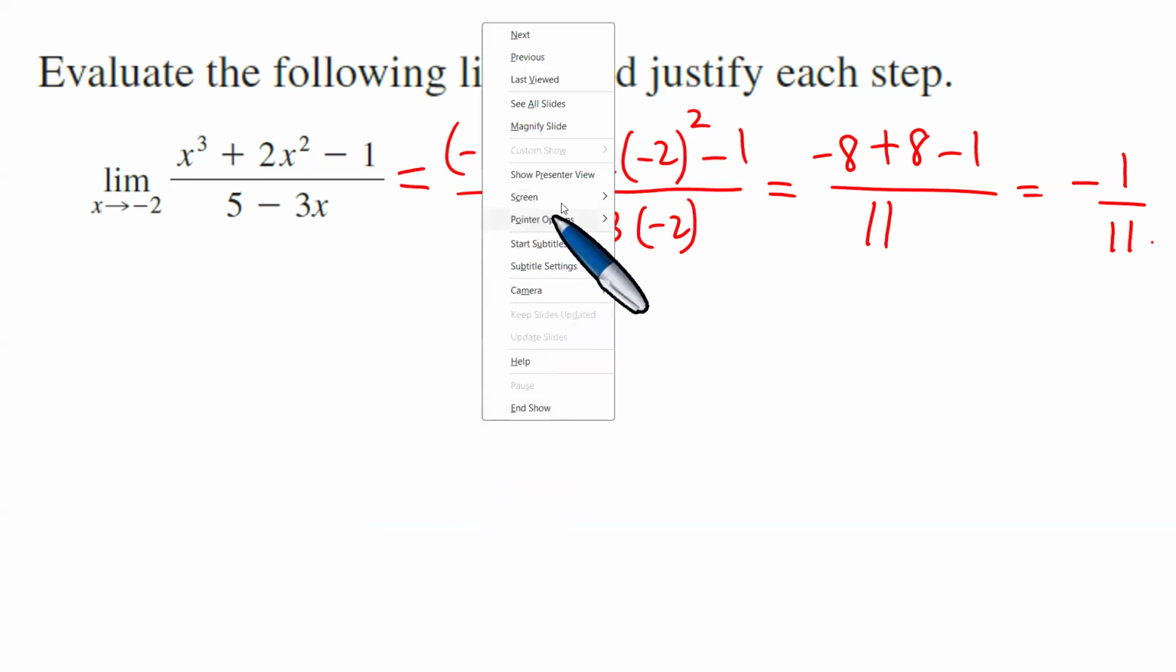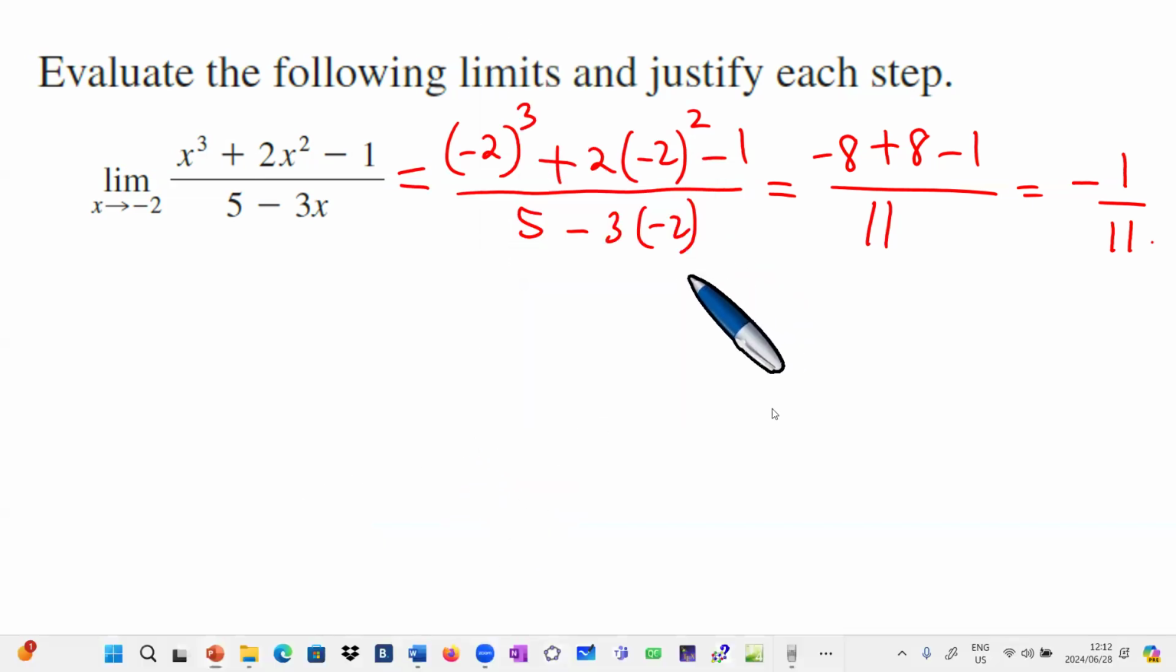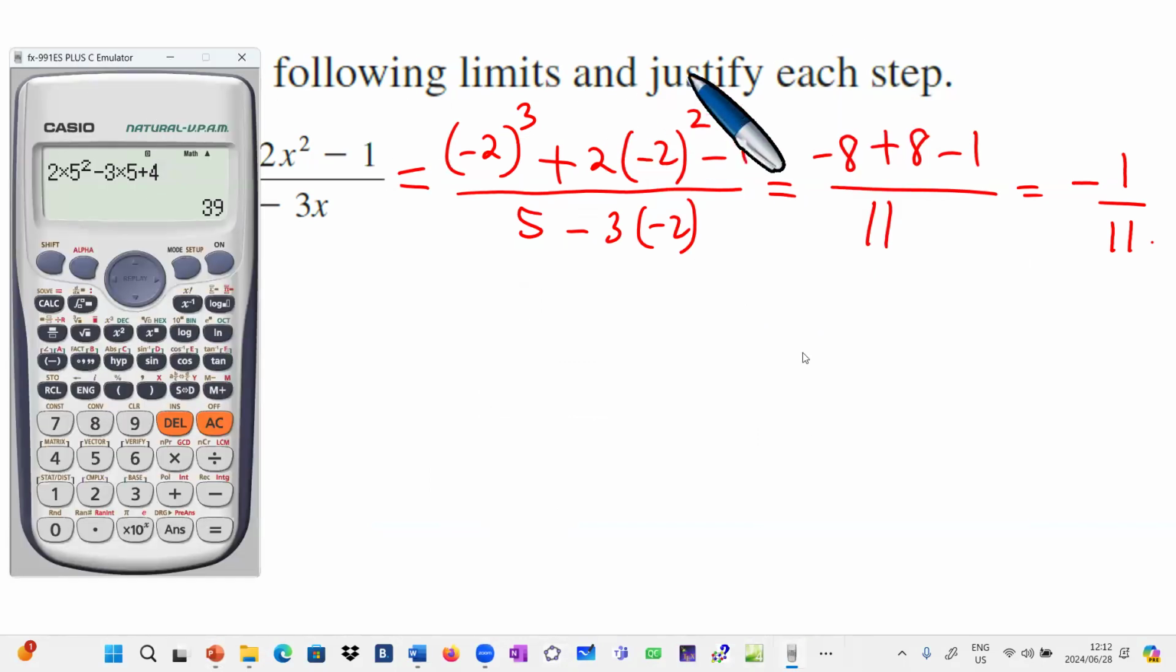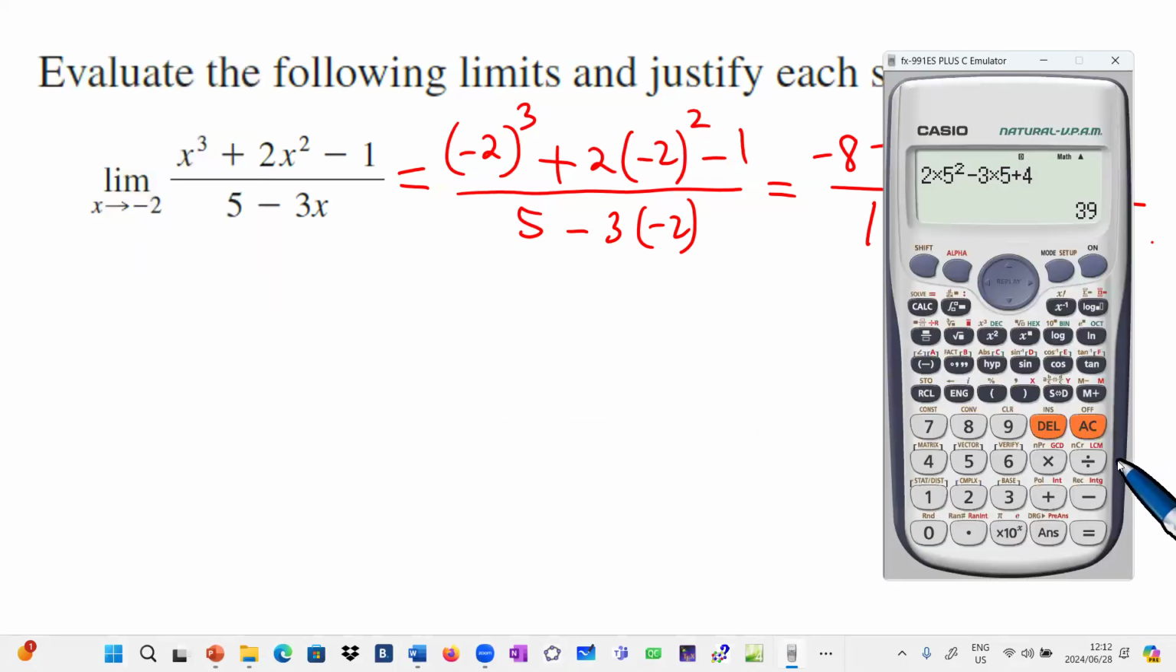Simultaneously, you can always take your calculator. Here is our calculator. With our calculator, we compute this. Let's first just do this, so we're just confirming our results. You have, for example, -2, close the bracket, and you cube it.